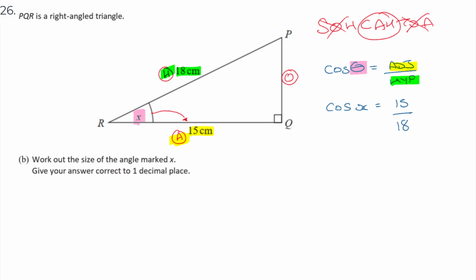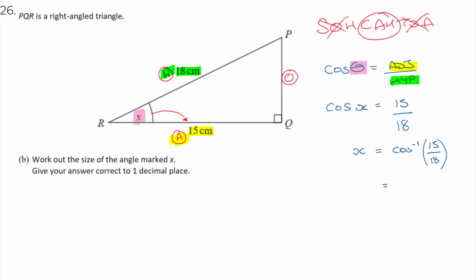Now we've got the cosine of X and we want X, so we have to do the opposite of finding the cosine of X. The opposite of finding a cosine is the inverse cosine, so doing that to both sides will give me X on the left, and on the right I'm going to get cos to the minus 1 of 15 over 18. And that is exactly what I need to type into the calculator in order to find X.